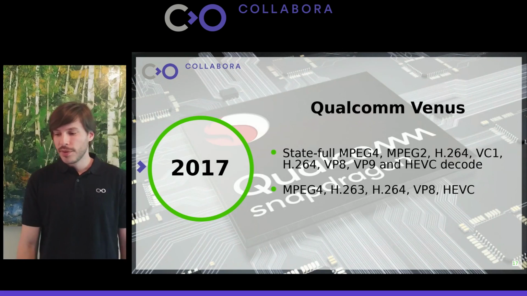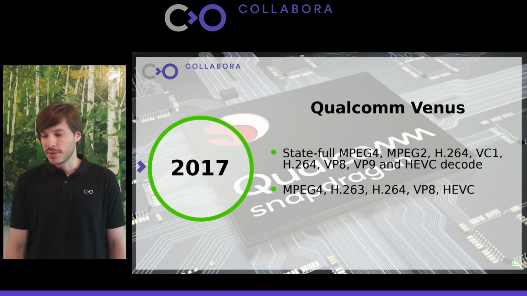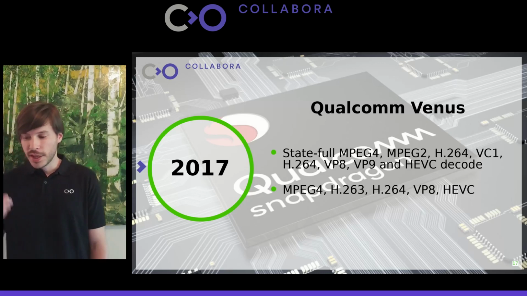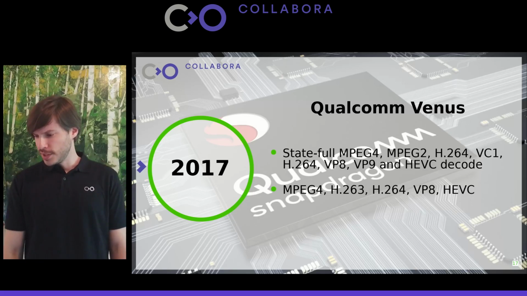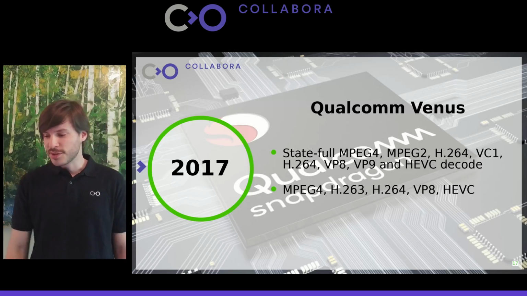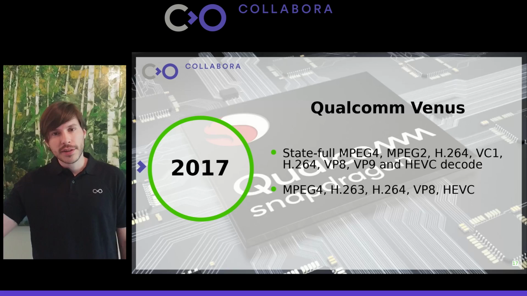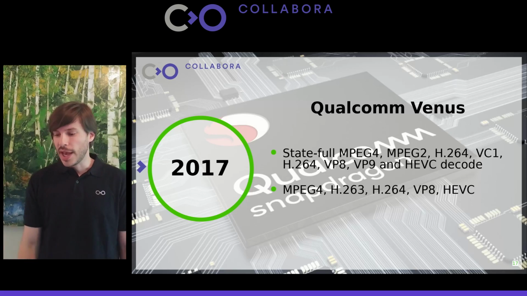Then the year after, the Qualcomm Venus driver was merged also, and it's by far today the most featureful codec, as it supports MPEG-4, MPEG-2, H.264, VC1, H.263. There's a typo on the slide. VP8, VP9, and HEVC to decode. And assuming you got the latest Snapdragon, I think it's 855 plus, you're gonna have all these encoders too. So MPEG-4, H.263, H.264, VP8, and HEVC. I suspect they most likely have VP9 also.